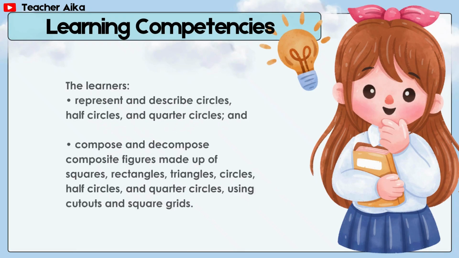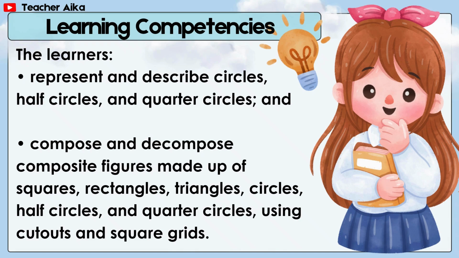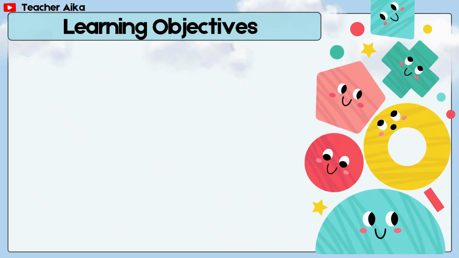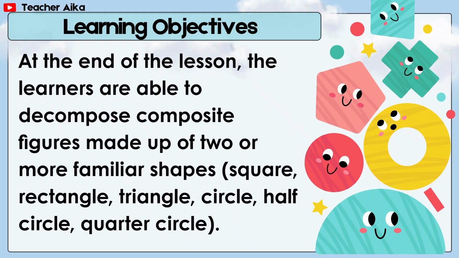Learning competencies. The learners represent and describe circles, half circles and quarter circles, and compose and decompose composite figures made up of squares, rectangles, triangles, circles, half circles, and quarter circles, using cutouts and squared grids. Learning objectives. At the end of the lesson, the learners are able to decompose composite figures made up of two or more familiar shapes: square, rectangle, triangle, circle, half circle, and quarter circle.